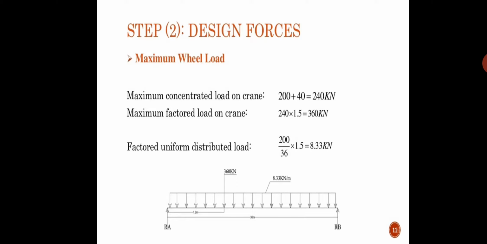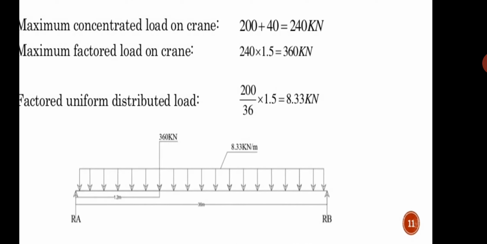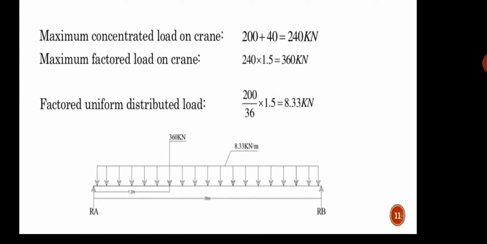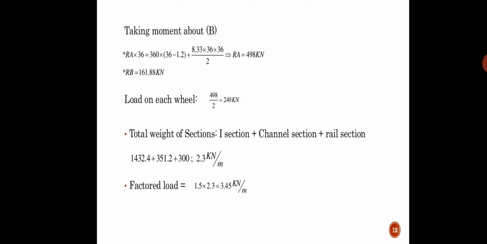So in this step we evaluate the total maximum concentrated load, or you can say the point load on the wheel, and throughout the span what the uniform distributed load should be. Here you can see the figure. Our UDL is 8.33 kilonewton per meter over the entire span, and our maximum concentrated load 360 kilonewton at the minimum hook approach of 1.2 meter at the left end. So in the first step we calculate the maximum wheel load and UDL.